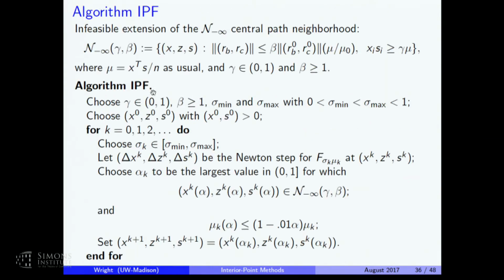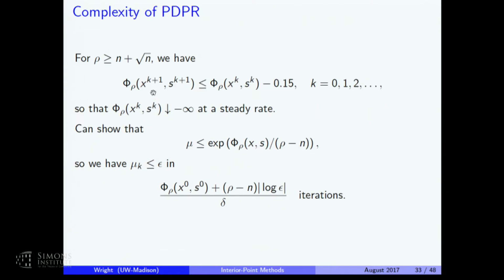You can show that the mu is bounded by the exponential of the barrier function divided by rho minus n. And therefore, by driving this to minus infinity, you're going to be marching this steadily, sort of at a linear rate towards 0. Mu is going to go to 0. So you end up with this sort of complexity, the initial value of the barrier parameter plus rho minus n times log epsilon over delta.